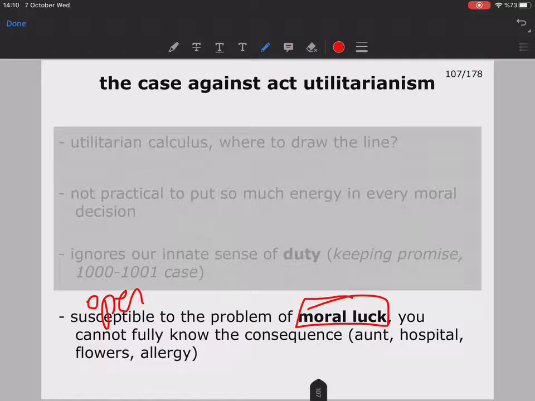Suppose that you bring some flowers to your aunt who had a surgery, and she will be kept in a hospital for 2 days, God forbid, and you didn't know that she has allergies, and she gets much worse after you bring her flowers. So you see that bringing flowers turns out to be a wrong action. In fact, it is something nice, but what happens here is the moral luck problem. Act utilitarianism is open to this because the consequences or results of an action can only be seen in the future. You cannot know 100% what will happen in the future.